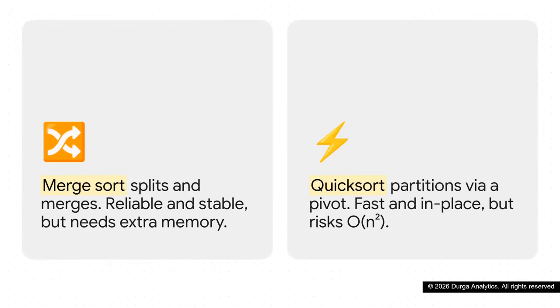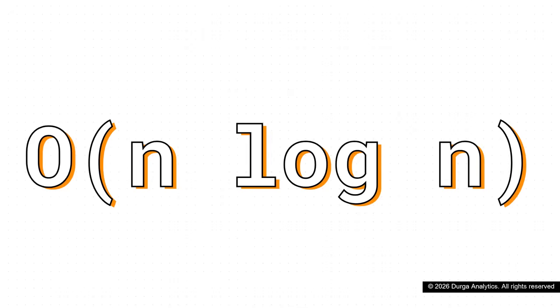Merge sort is going to give you guaranteed, highly reliable performance, but at the cost of needing extra memory to do all that merging. Quicksort, on the other hand, is incredibly fast in practice, often the absolute fastest, but it requires really careful pivot selection. Because in its absolute worst-case scenario, quicksort can actually degrade back into that O of n squared trap we just talked about. And that leads us to a really important mathematical boundary, O of n log n.